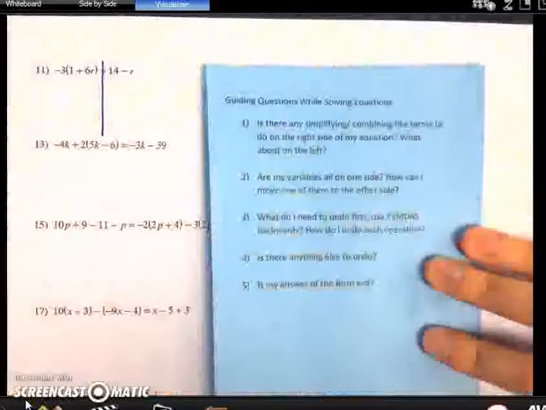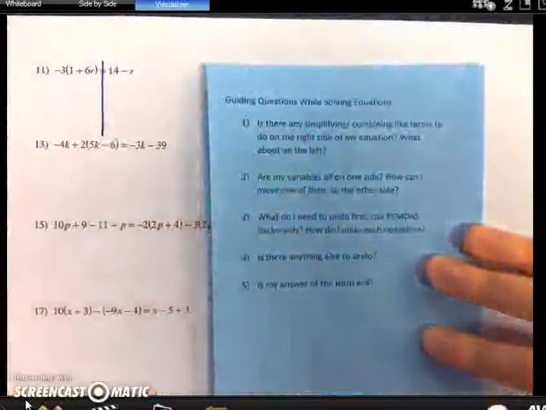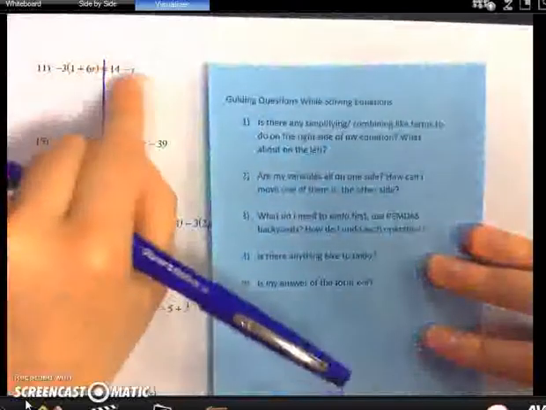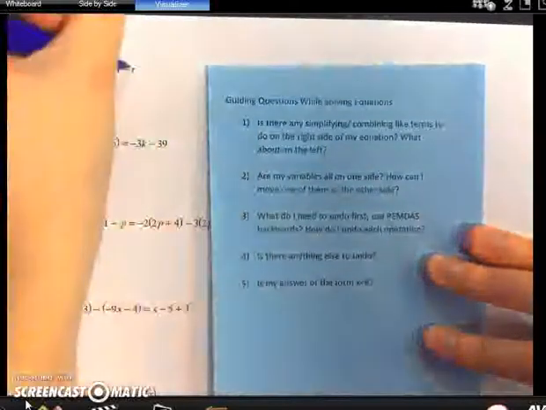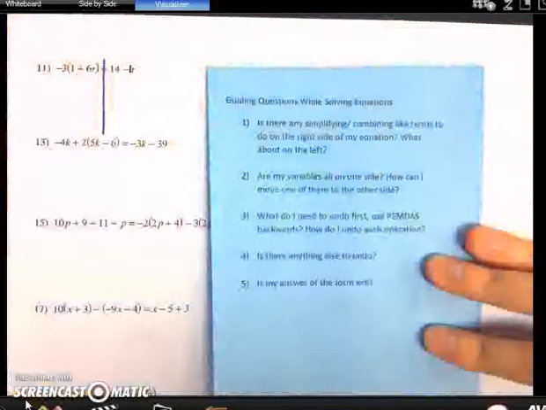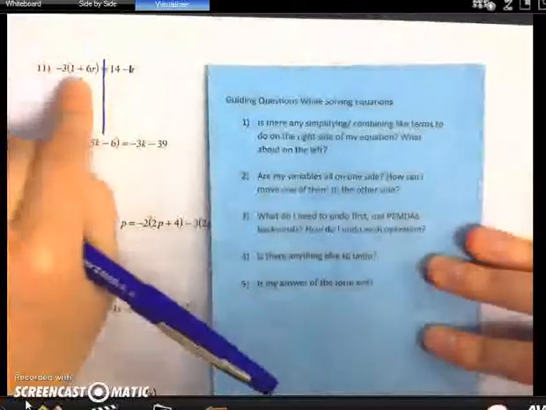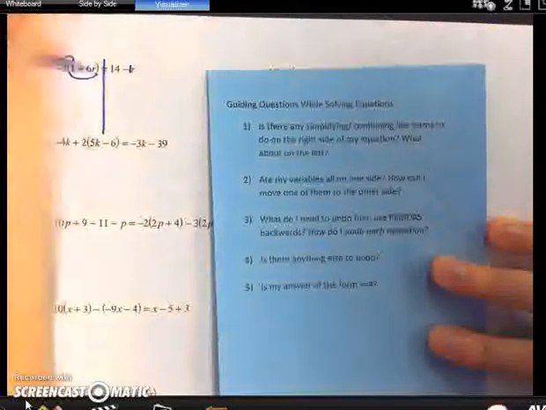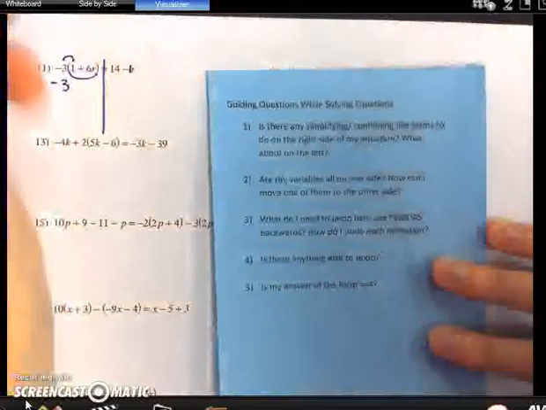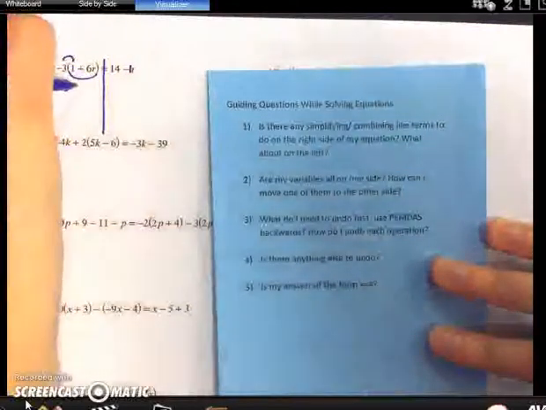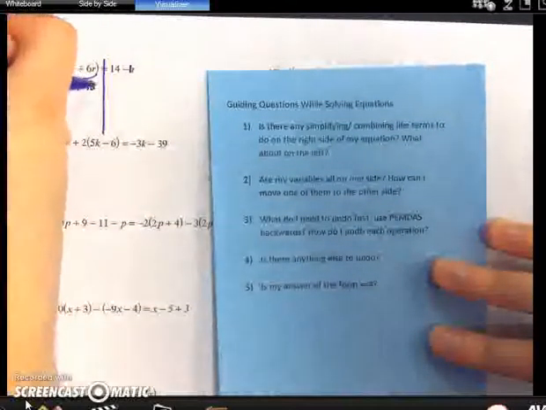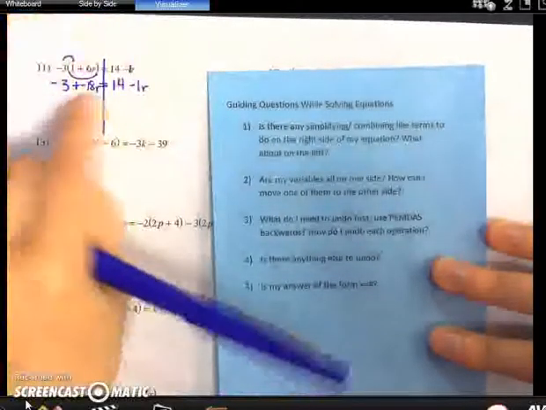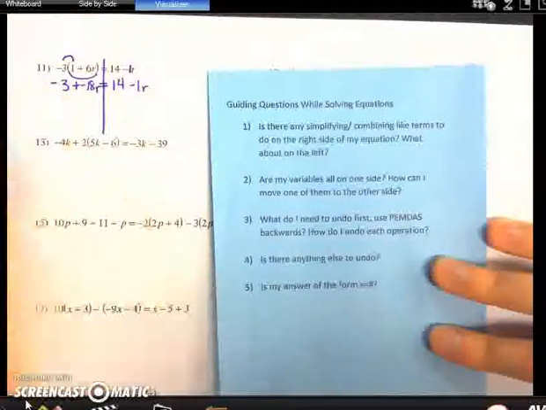Using my guiding questions card, is there any simplifying, combining like terms to do on the right side or on the left side of my equation? On the right side, these are not like terms. This is 14 and 1r, so I can't combine those. But on the left side, I have parentheses, and I don't want to deal with those, so I'm going to get rid of them by using the smiley face method. Negative 3 times 1 is negative 3. Negative 3 times 6 is negative 18, so you can do plus negative 18r, or you can do minus 18r, it doesn't matter.